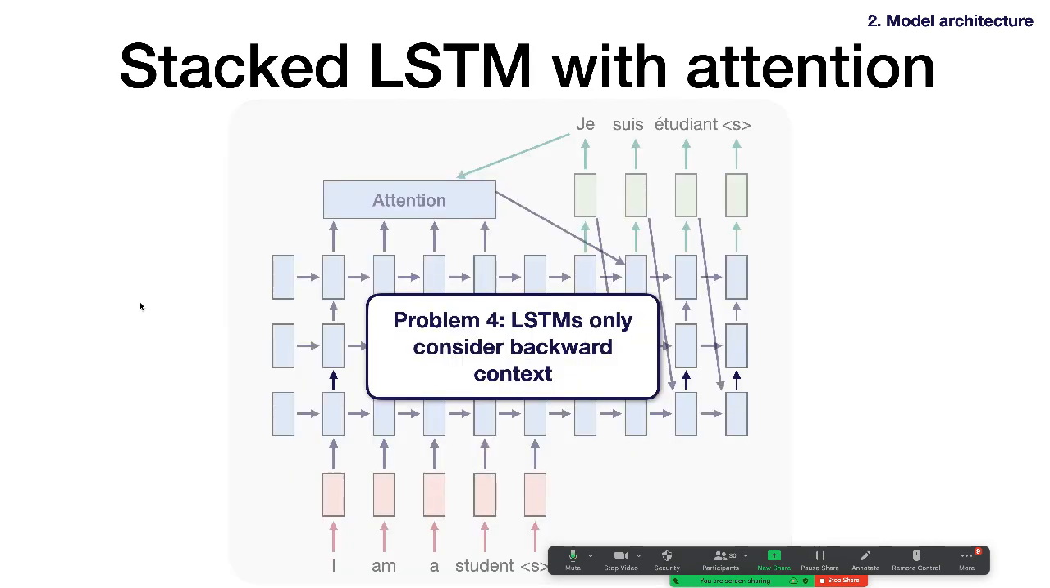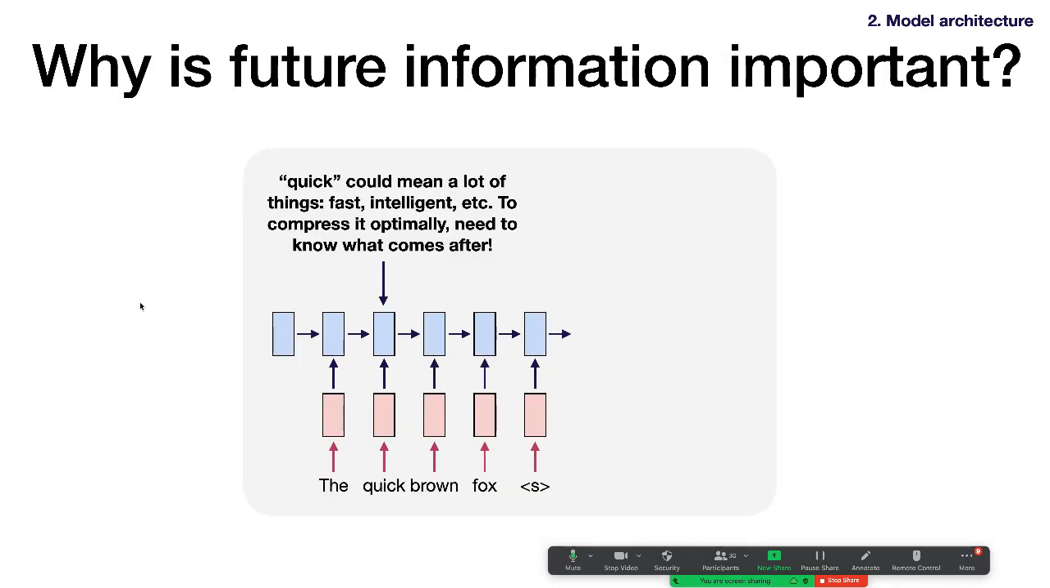Another problem with LSTMs is they only consider backward context. So why is that a problem? Well, when you're translating a sentence, and you're deciding how to translate the word quick, quick can mean different things in different contexts. So understanding how the rest of the sentence is going to unfold might be important to deciding how you translate the sentence.